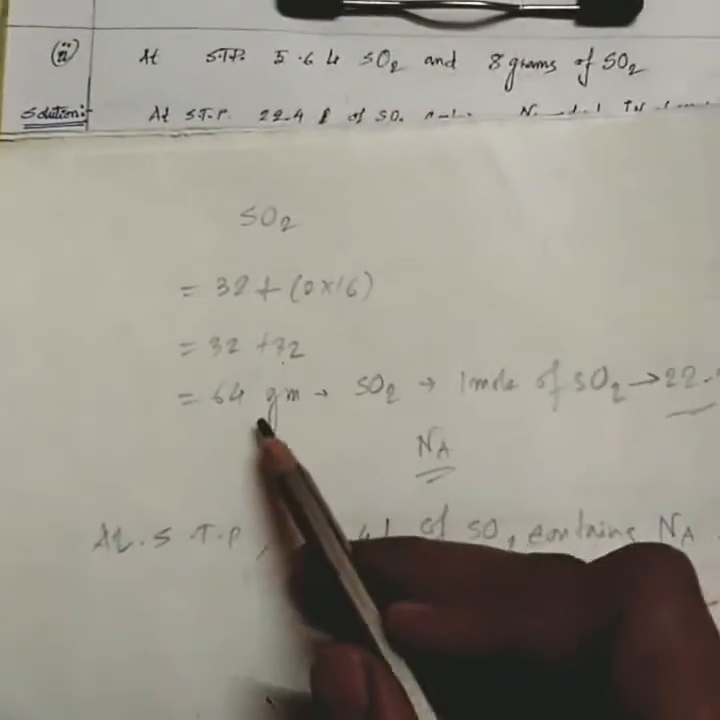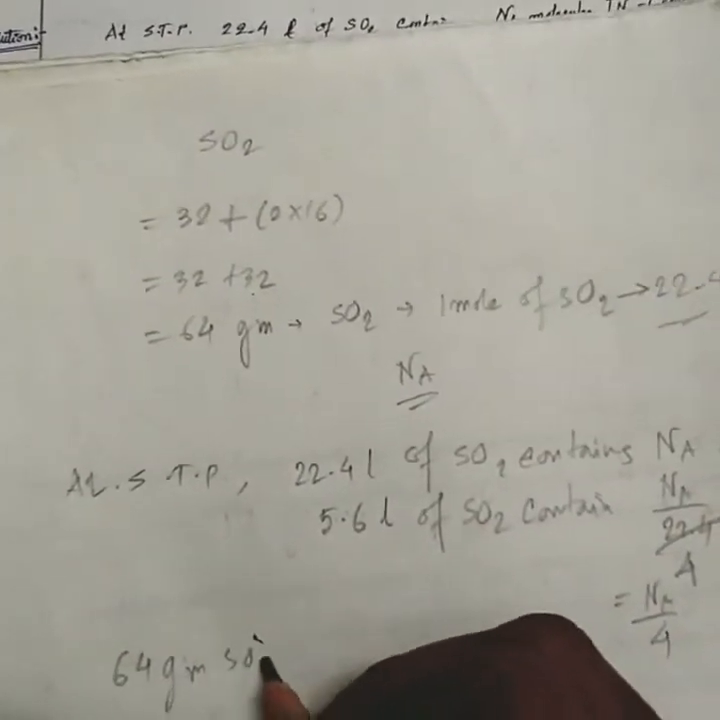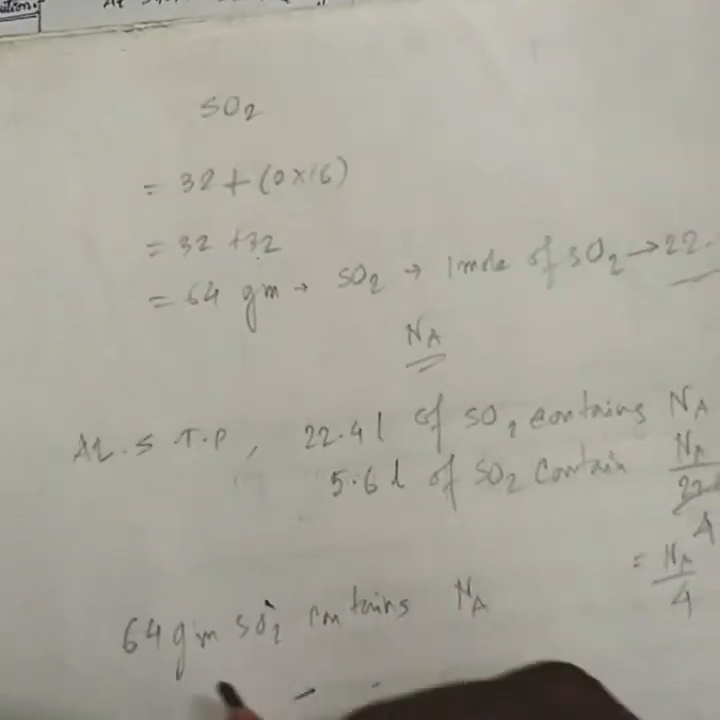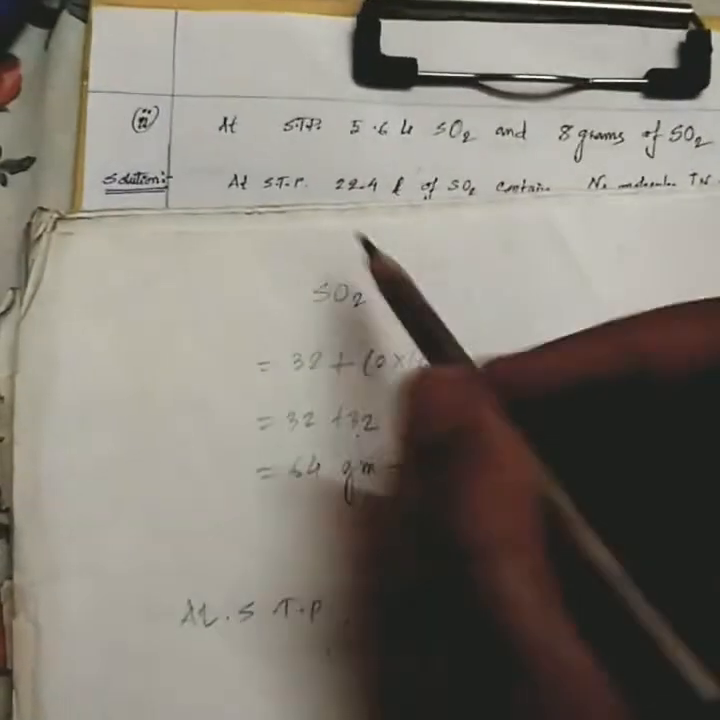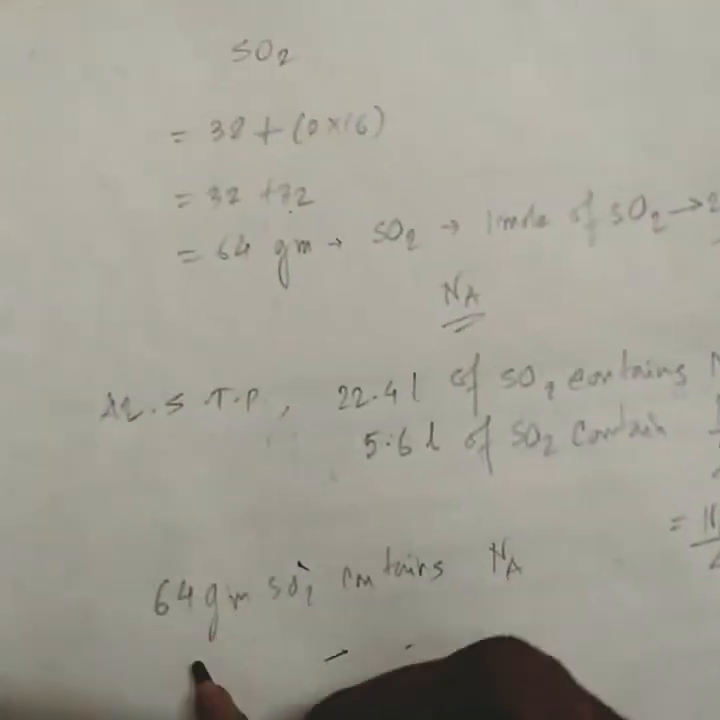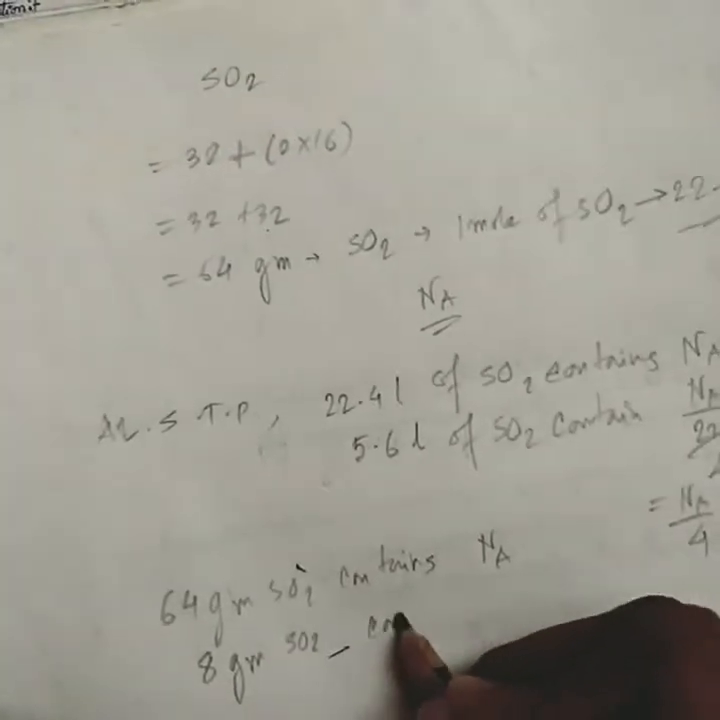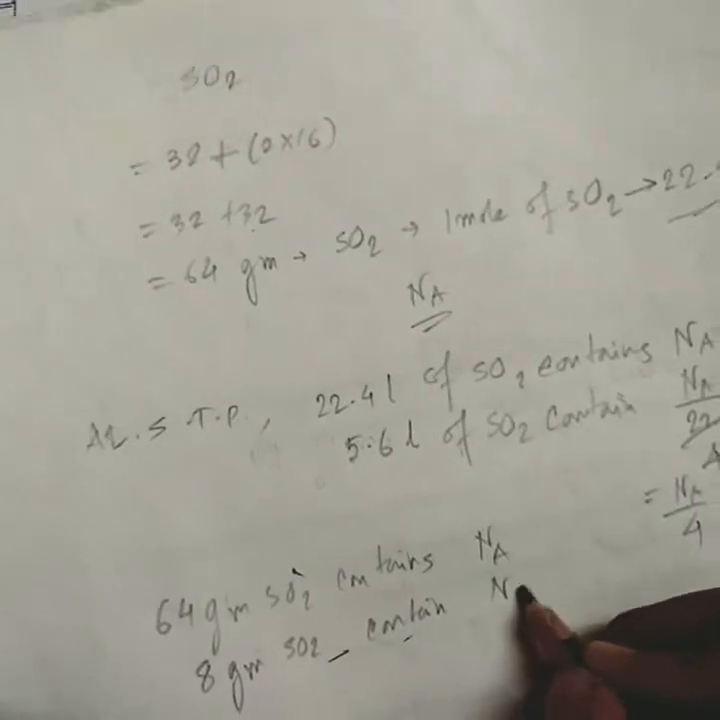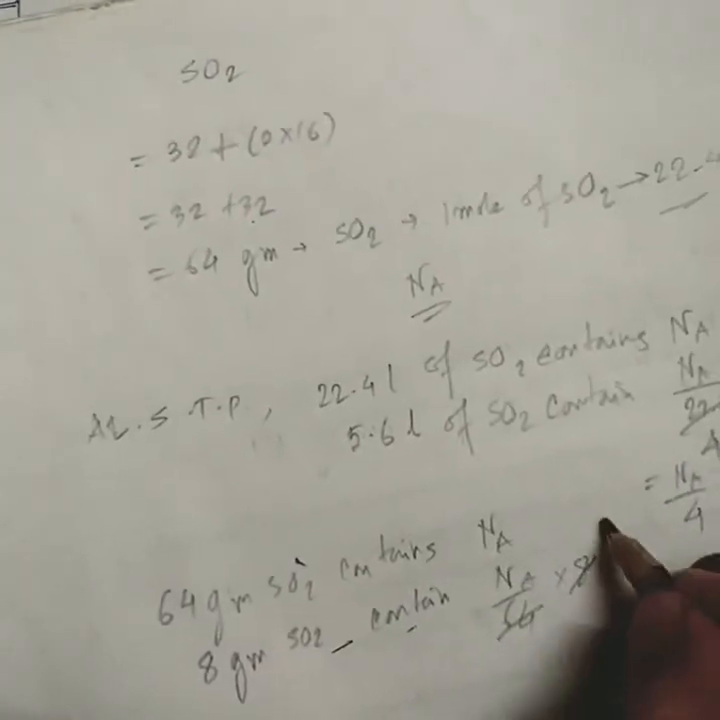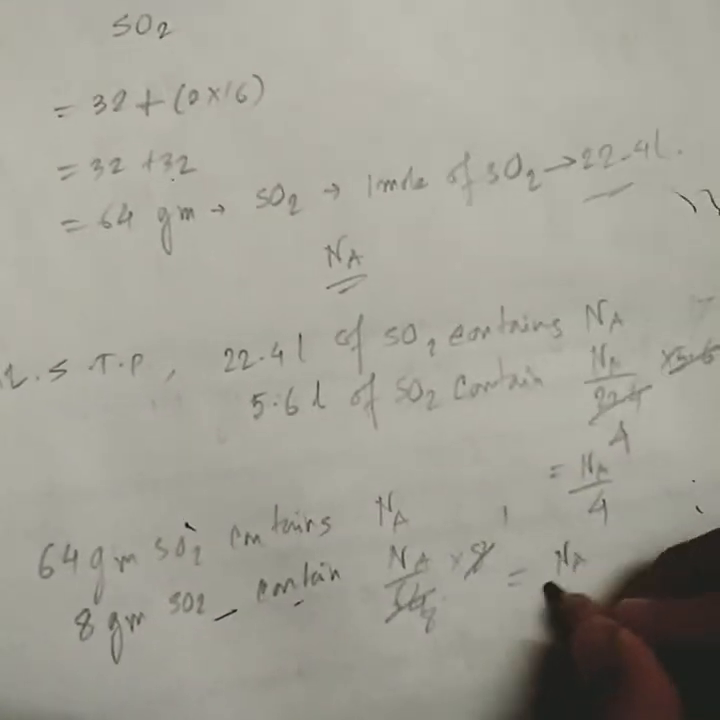Now 64 grams of sulfur dioxide contains Na number of molecules. So therefore, as the question says 8 grams of sulfur dioxide, how many molecules will this 8 grams of sulfur dioxide contain? This will contain Na by 64 into 8. If you divide 64 by 8, that will give you 8. So you are getting Na by 8.